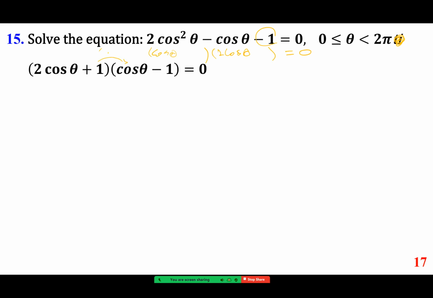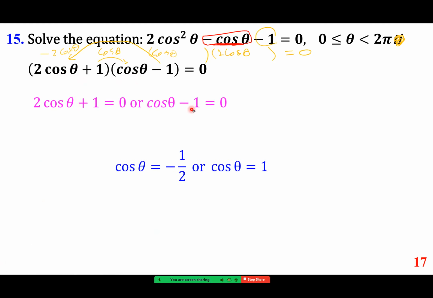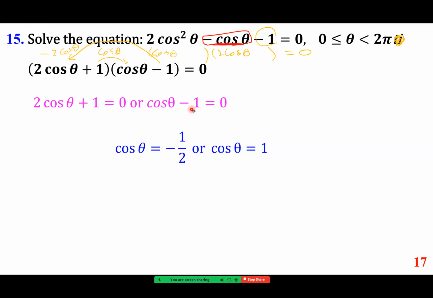These two give us cosine theta, and these two give minus 2 cosine theta. The sum must be the middle term, minus cosine theta. So it works. Therefore, there are two equations: 2 cosine theta plus 1 equals 0, and cosine theta minus 1 equals 0. This results in cosine theta being minus 1/2, and this results in cosine theta being 1.